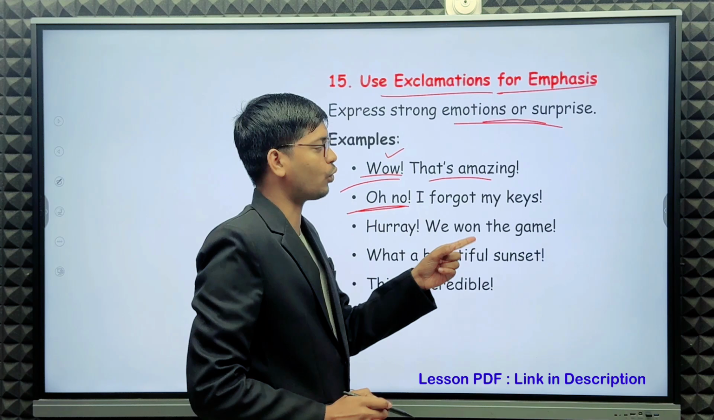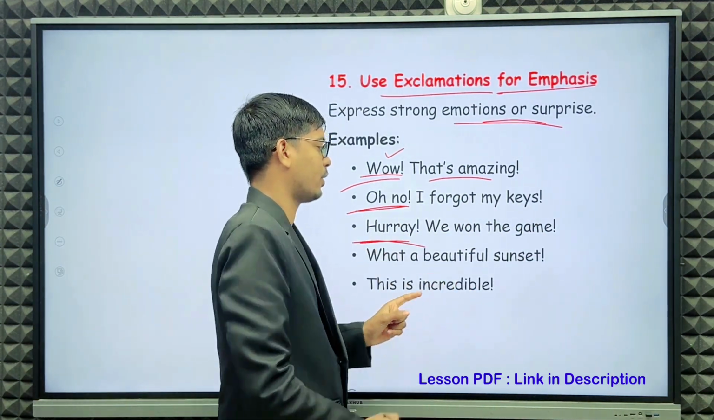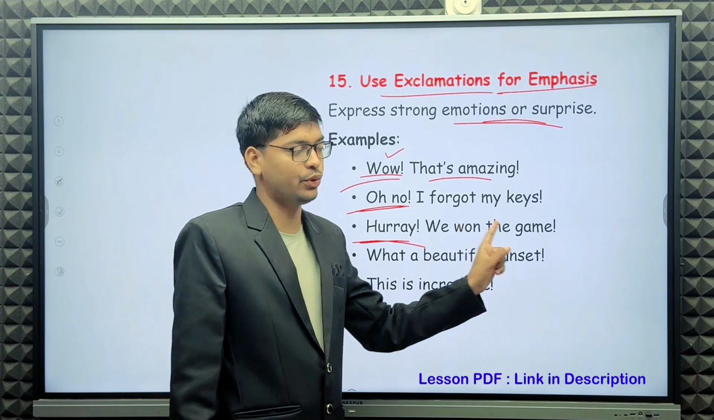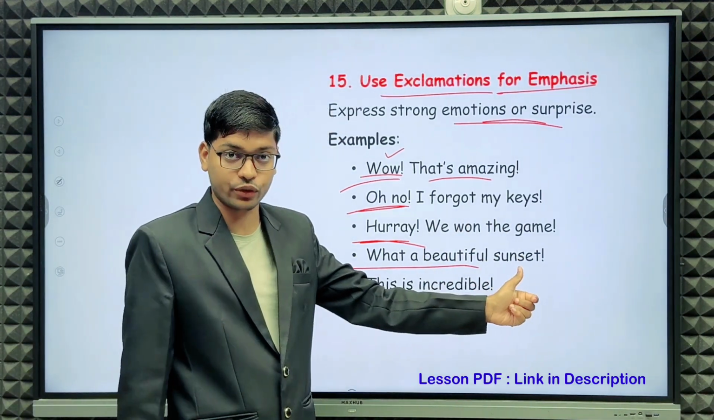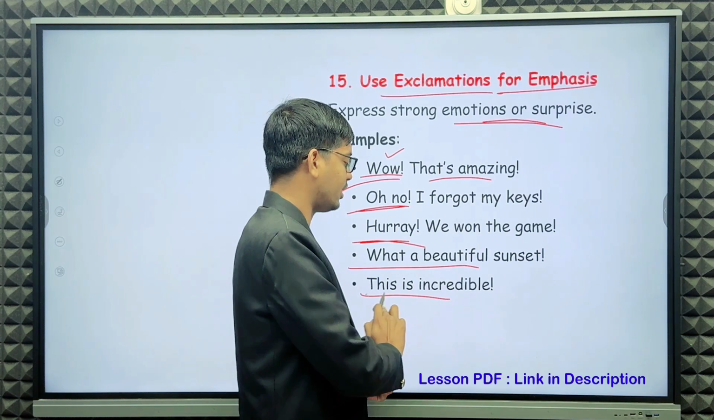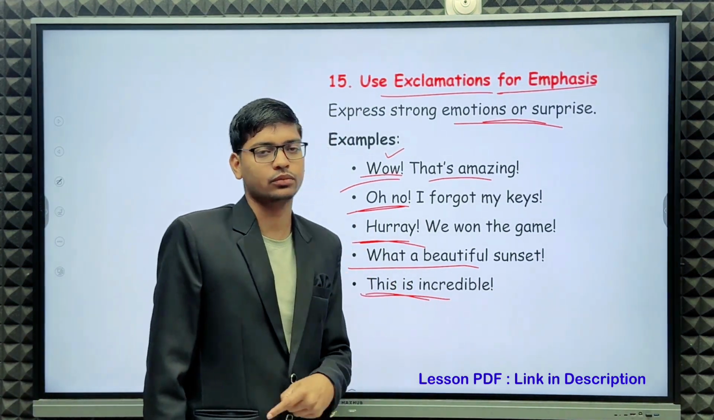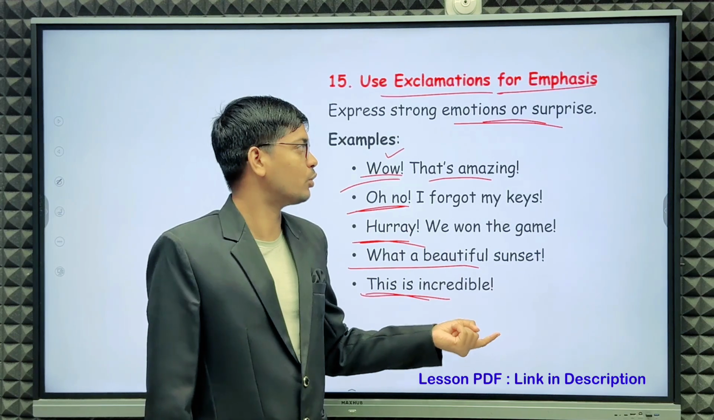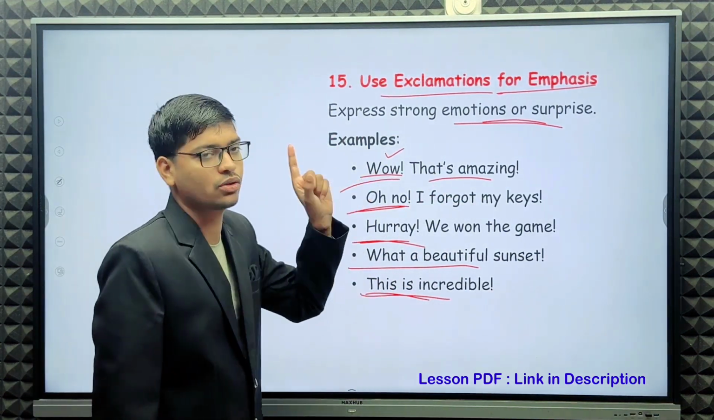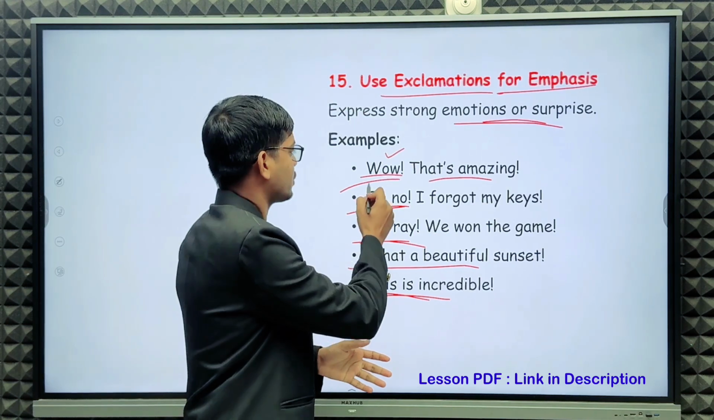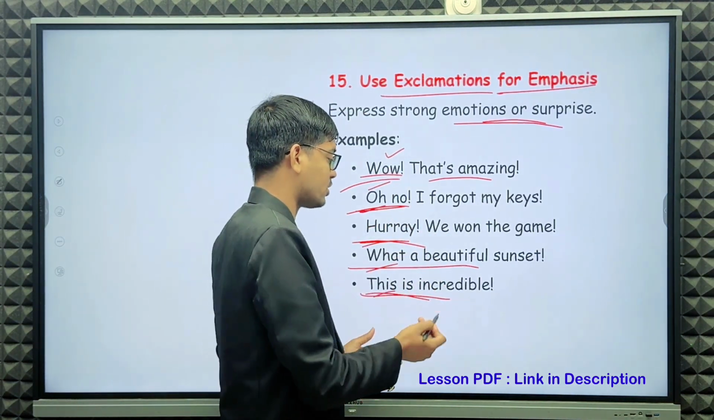Oh no, I forgot my keys. Hooray, we won the game. What a beautiful sunset. This is incredible. So, to show your strong emotion or surprise, you can create new sentences using exclamations. Here the exclamations are: wow, oh no, hooray, what a, this is incredible.